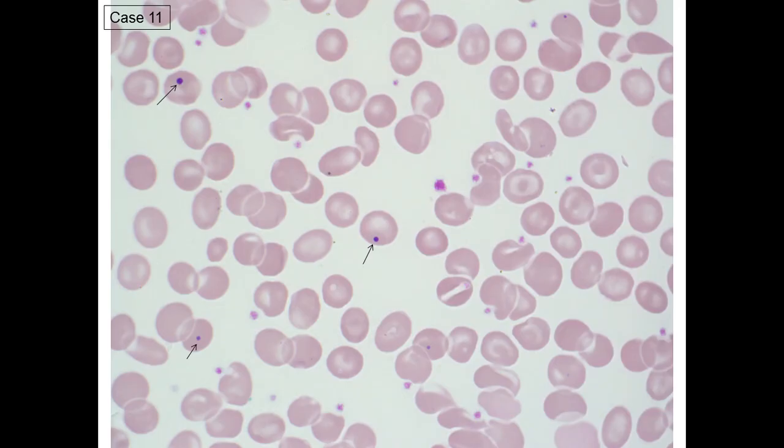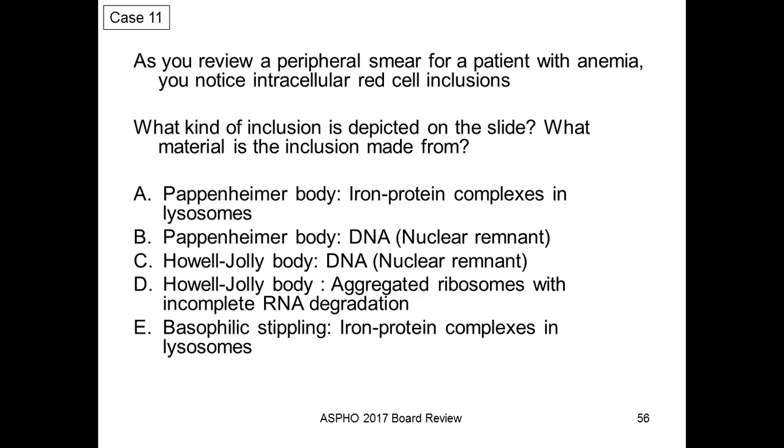Okay, case number 11. The arrows are pointing to the finding of interest. So you're reviewing this peripheral smear in a patient with anemia, and you notice these intracellular red cell inclusions. What kind of inclusion is depicted on the slide? This is question 1. And what material is the inclusion made from?